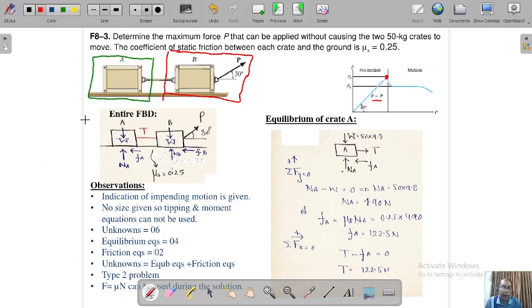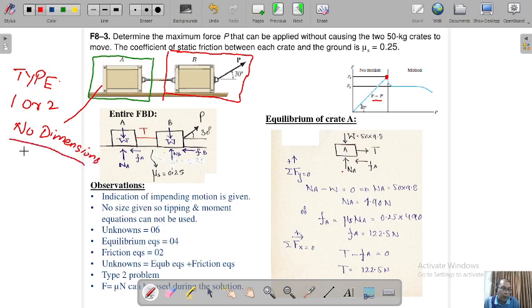But before that, we have to decide whether it is a type 1 problem or a type 2 problem. So if you look at it here, how many unknowns have they given you? And one more thing, if you look at it, no dimensions are given. Very important point: no dimensions.